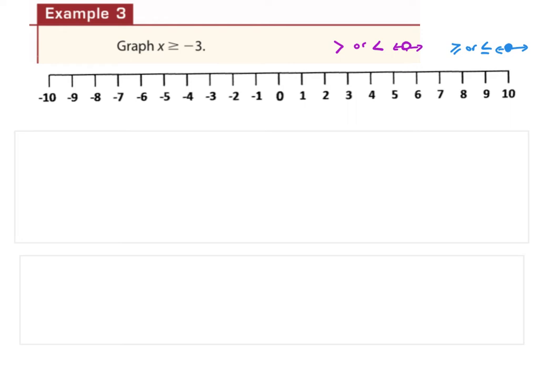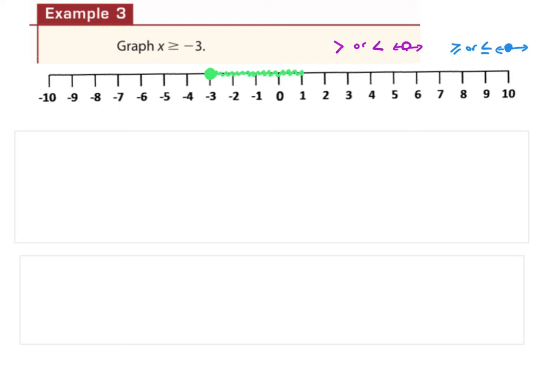So this one says that x is greater than or equal to -3. So I'm going to start at -3, and I'm going to do a closed or open circle here. Closed. It is or equal to. Is my variable bigger than -3 or smaller than -3? Is the variable bigger or smaller? It's greater than, so I am going to do it this way.